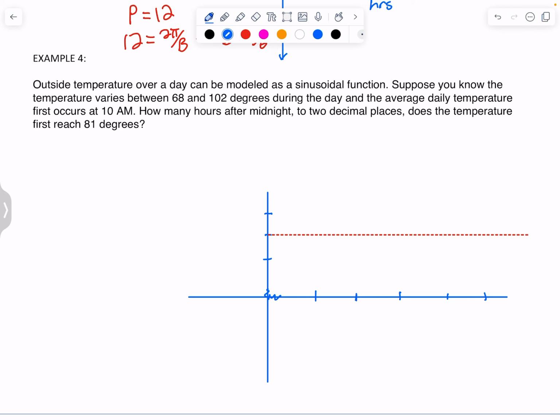squiggle in both ways. Okay, it starts at 10 a.m., and then if we're just going to assume that it's sinusoidal through a whole day, then I'm going to land back at 10 a.m.